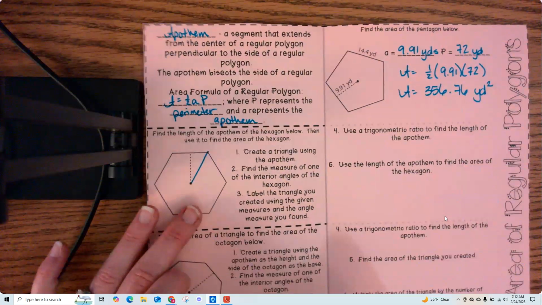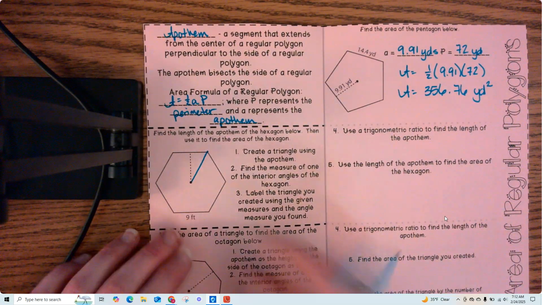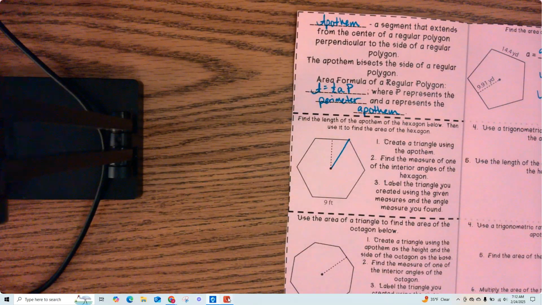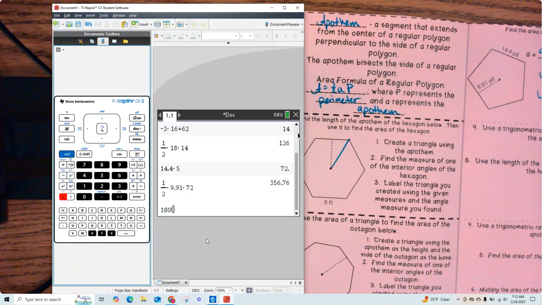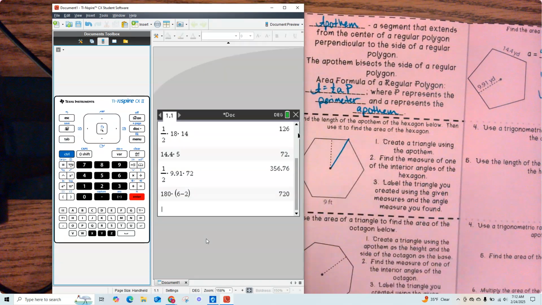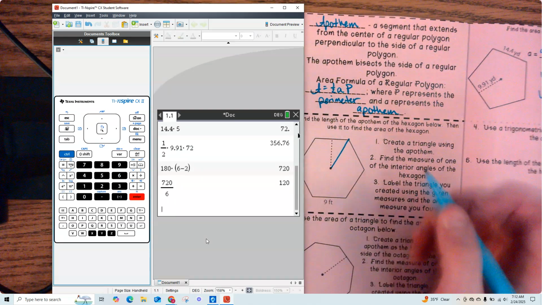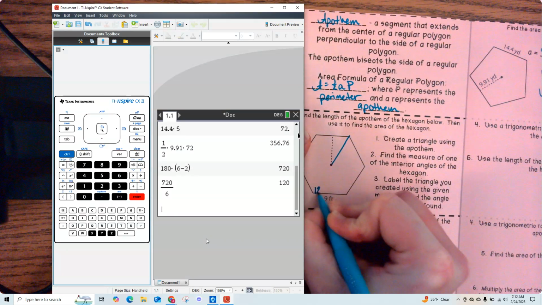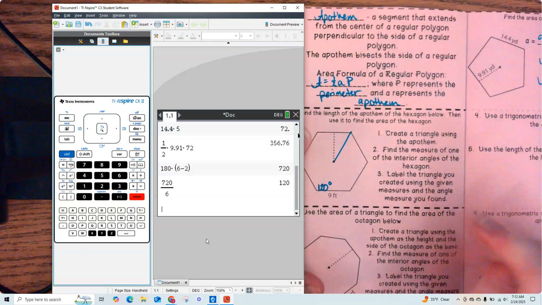We're going to find the measure of one of the interior angles of a hexagon. So remember our rule here: 180 times the number of sides minus 2. This is a hexagon, so it has 6 sides. So the total interior of this thing is going to be 720. There's 6 angles, so I'm going to divide by 6. And each of these angles in here is going to measure 120 degrees.